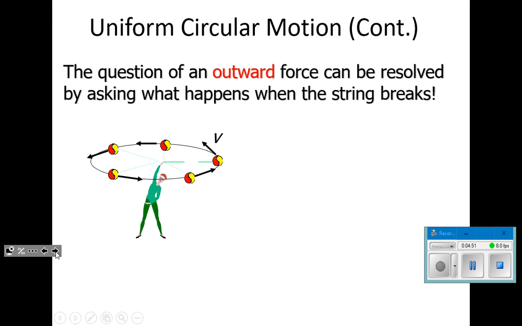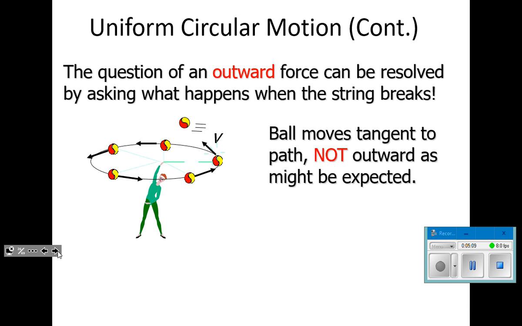So the question of the outward force can be resolved by asking what happens if the string actually breaks. If the string actually breaks, then the ball just continues off in a straight line path that's tangent to the circular path, which would mean that there is no outward force as might be expected. So the ball just moves tangent to the path, but not outwards. Since it doesn't move outwards, there's no outward force.